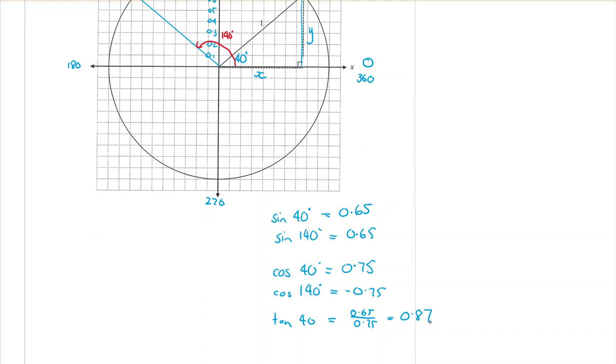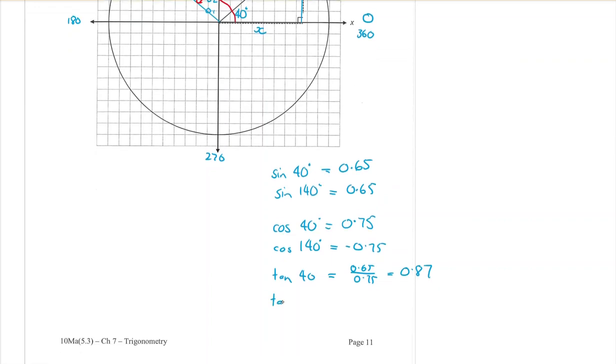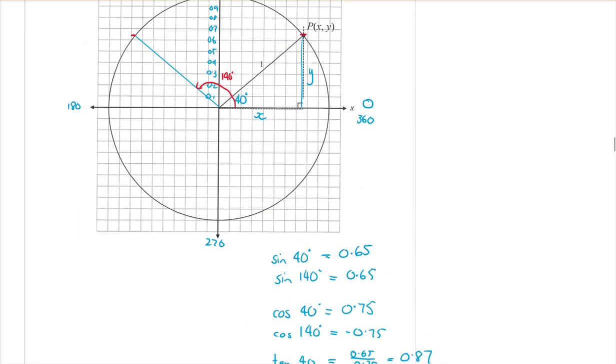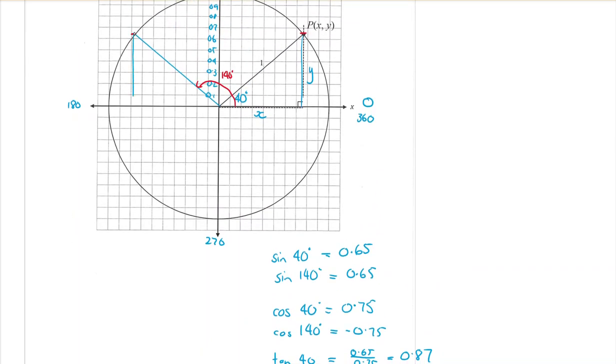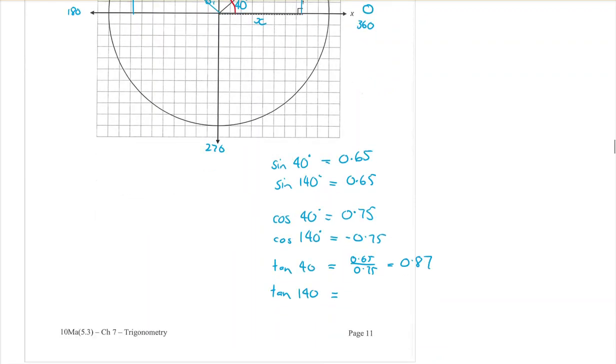Okay. What about if I did the obtuse one, tan of 140, the opposite over adjacent is the y over the x, but we're talking about the one in this second quadrant here. The y is still positive, which was 0.65, but we worked out that the x value is negative because it's on the left-hand side of my graph there. And when you divide those, you're going to get the same 0.87, but a positive divided by a negative is a negative.